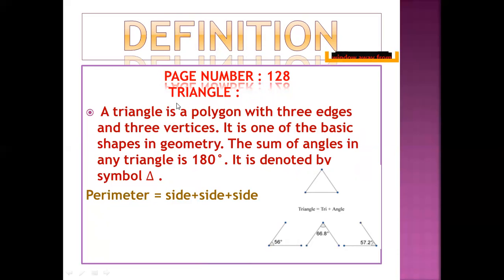As you know, a triangle has how many sides? 3 sides. Tri means 3. Angles, 3 angles. 3 sides and 3 angles. A triangle is a polygon. Polygon is any closed figure which has 3 or more than 3 sides. So a triangle is a polygon with 3 edges and 3 vertices. Vertices mean angles. It is one of the basic shapes in geometry. The sum of the angles in any triangle is 180 degree. It means that when we add the angles of the triangle, the answer must be 180 degree and it is denoted by the symbol delta. This is a notation for the triangle.